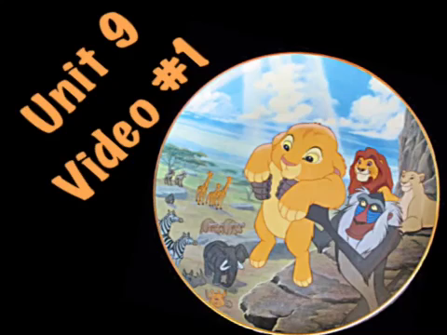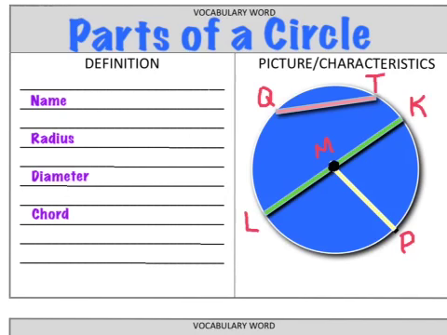All right, can you guess what Unit 9 is all about? You guessed it, circles. Grab those vocab books. Okay, so go ahead and write this down, parts of a circle, and draw your circle with all of these lines and letters.